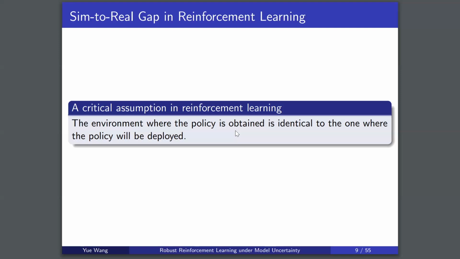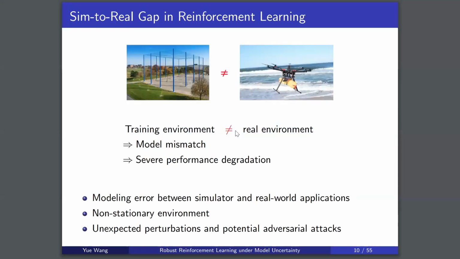But in more practical applications, this assumption may be too strong to hold in practice. So for example, let's consider we are flying a drone. Usually, before we fly the drone at the seaside, we will train it in a well-protected training field. We don't want to directly fly it at the seaside, otherwise it will crash into the sea. It will be too expensive.